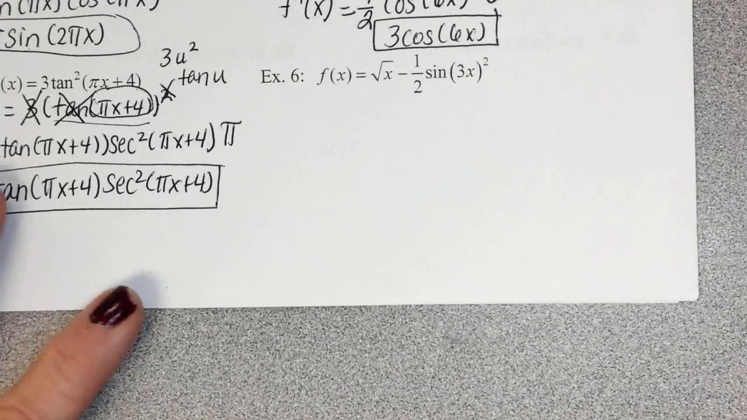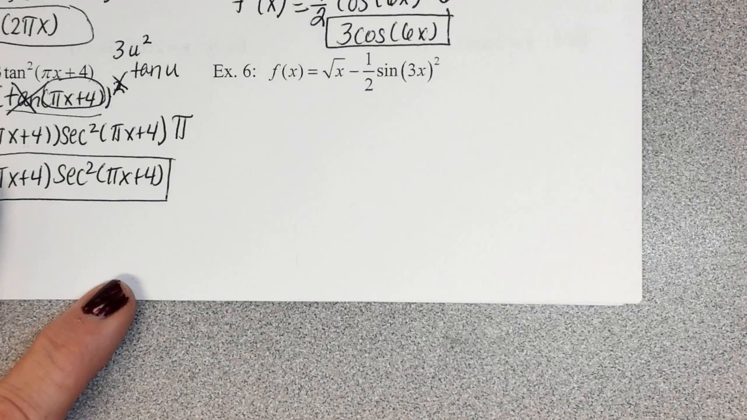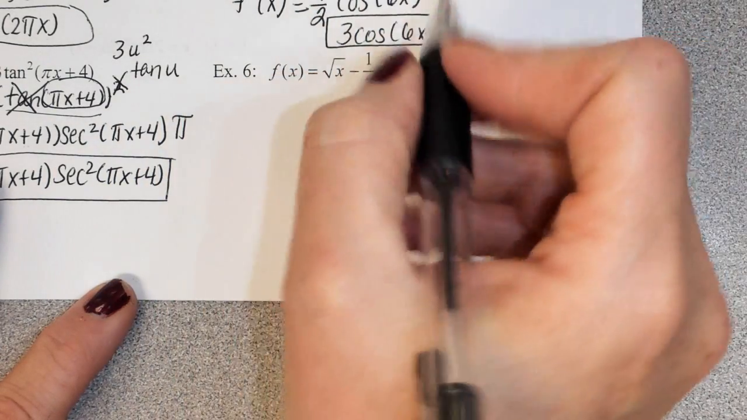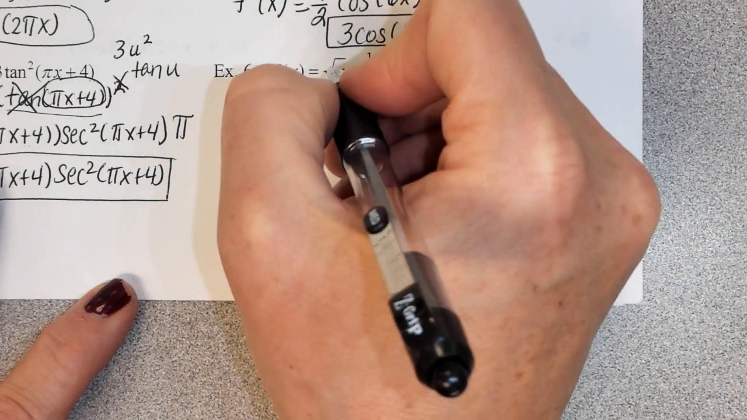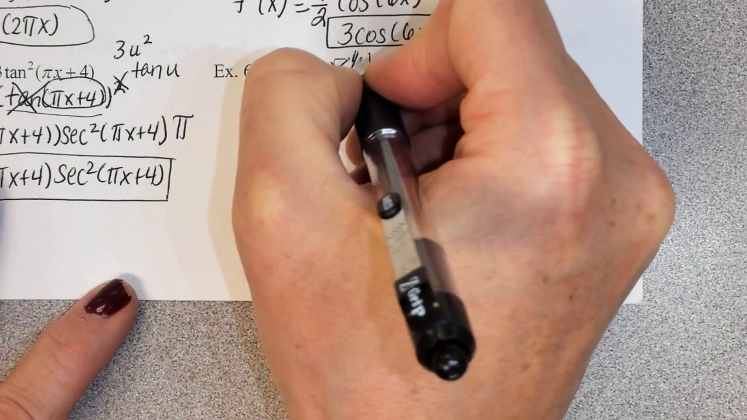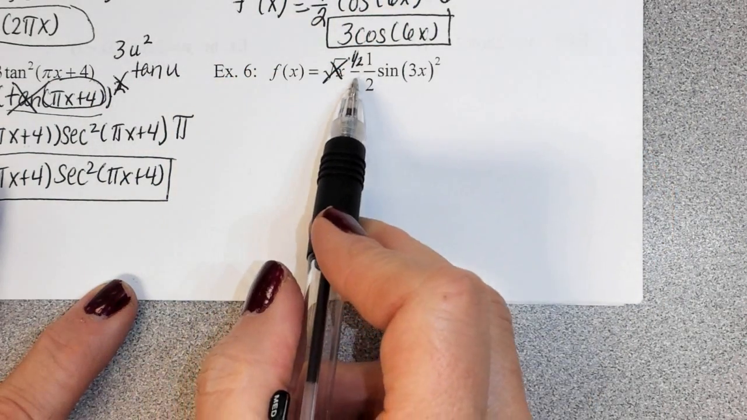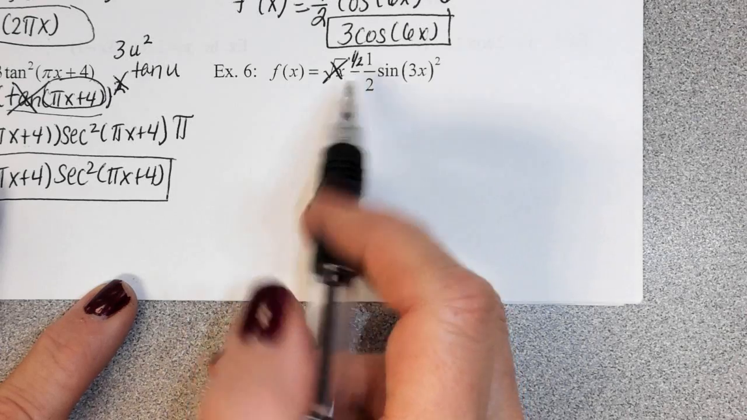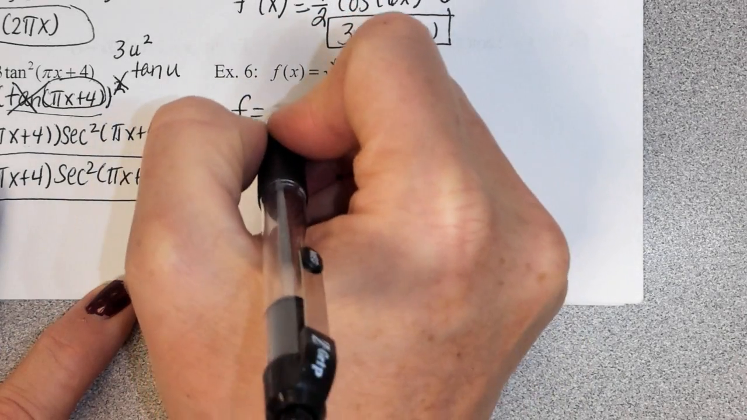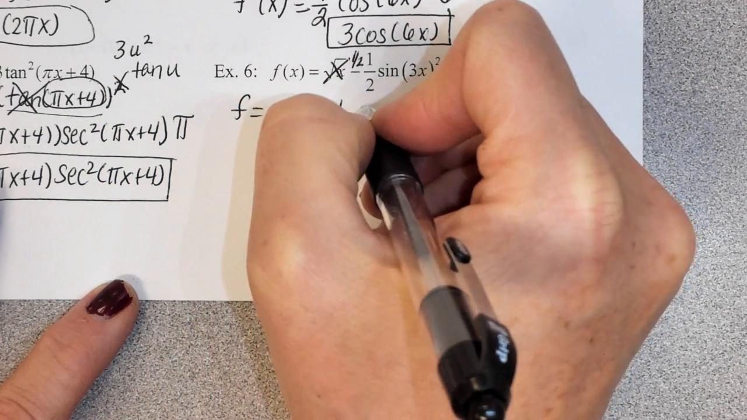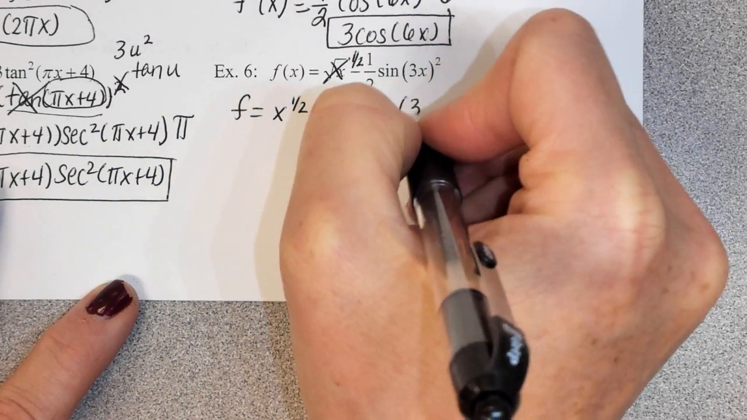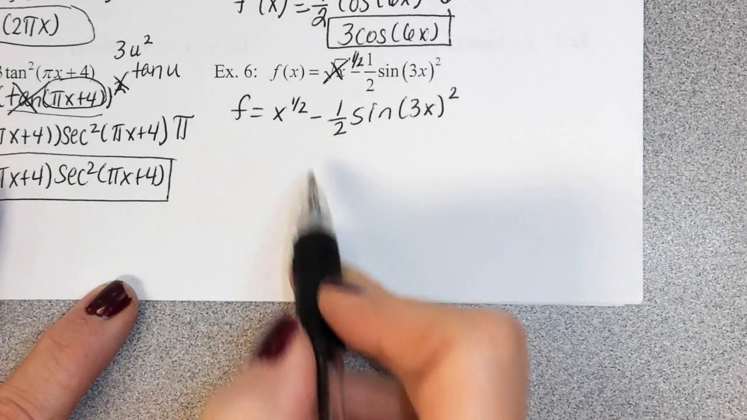All right, let's do one more. So on this one, we're going to rewrite our radical x as just x to the 1/2. This is subtraction. It's not multiplication. That's kind of messy. I'm going to rewrite it. It's subtraction, not multiplication or division, so I can just take the derivative of each term.